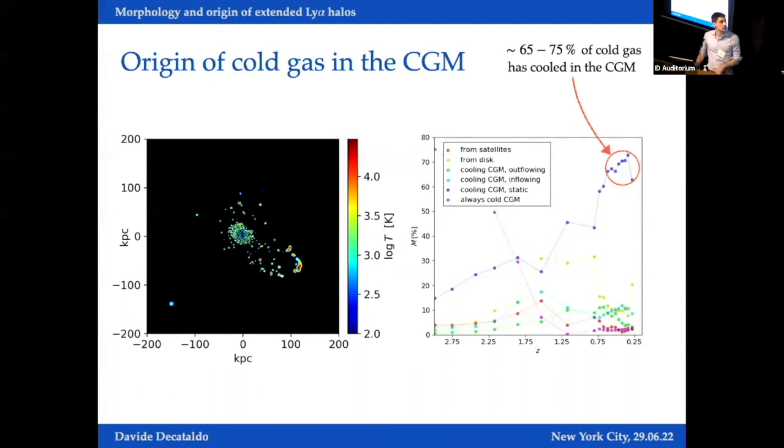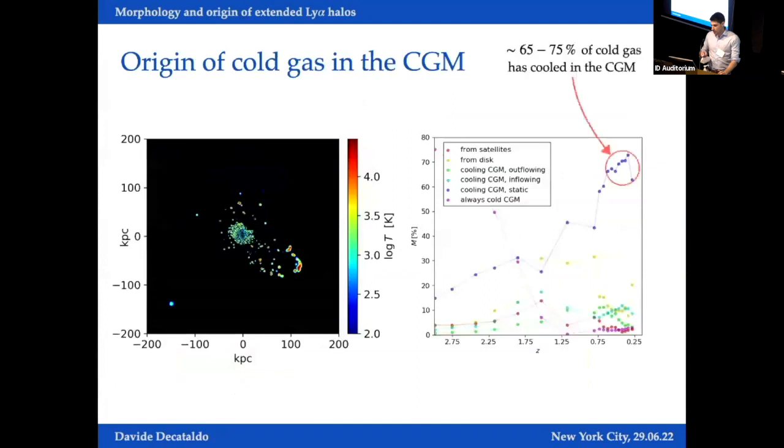This is really interesting because there are many ongoing studies to understand how gas can actually cool from very high temperature to low temperature in the CGM. It's interesting also to see that there is a small component of the CGM which is cooling, for example, in outflowing or in inflowing gas. So I think this is very interesting, and each of these terms deserves a better analysis.